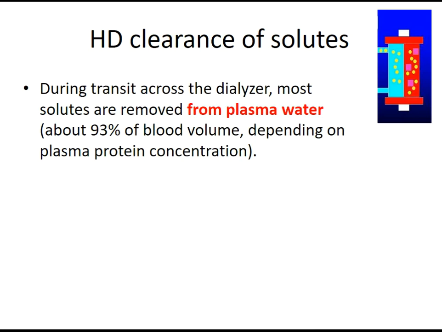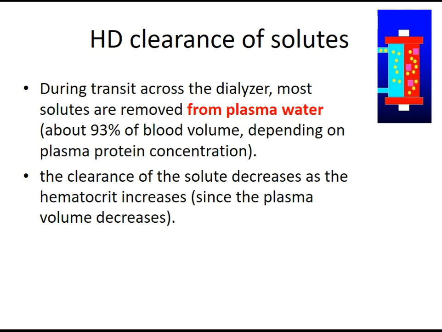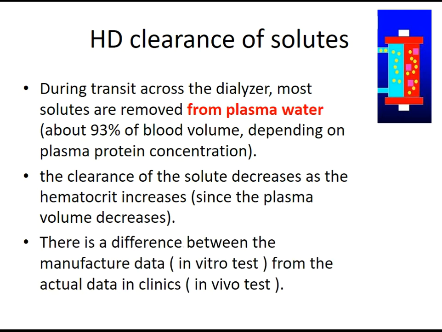During transit across the dialyzer, most solutes are removed from plasma water, about 93% of blood volume, depending on plasma protein concentration. The clearance of solutes decreases as the hematocrit increases, since the plasma volume decreases. There is a difference between the manufacturer's data from in vitro testing and the actual data in clinics, which is in vivo testing.